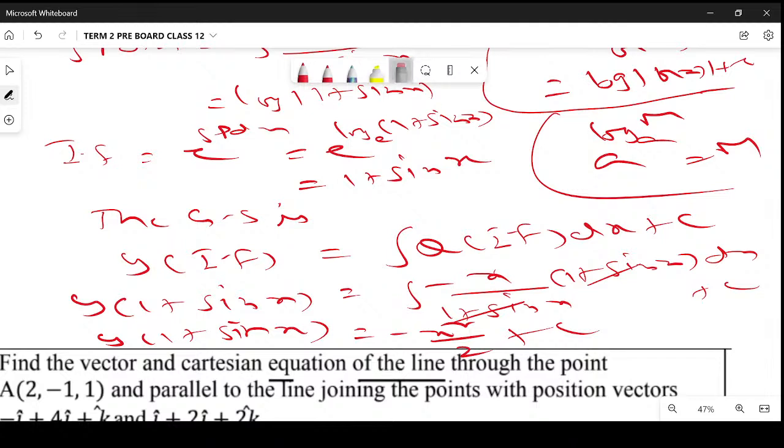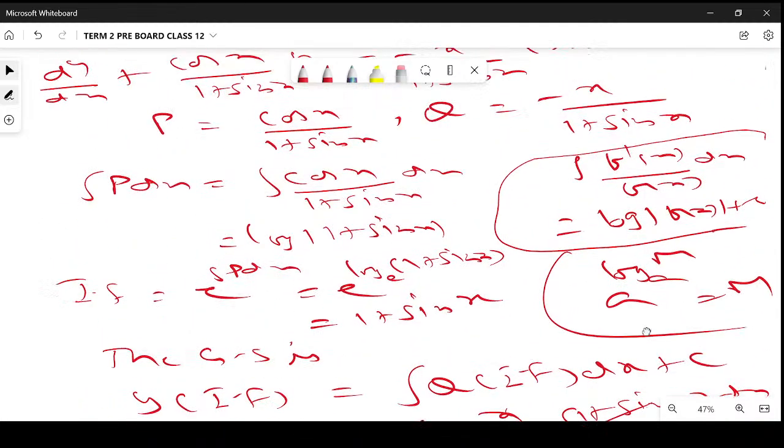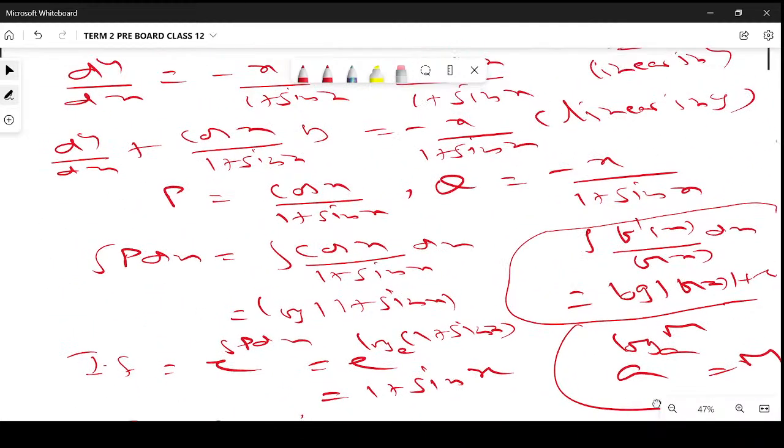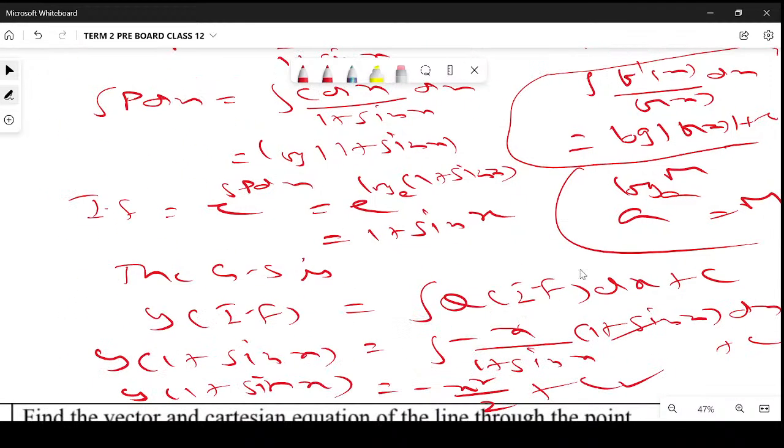So the answer you can see here: y into 1 plus sin x equal to minus x square by 2 plus c, that will be your answer. I hope you understood that. Anyone have doubt, you can ask me, I will repeat again if you have doubt. This is a linear in y, we have done that.